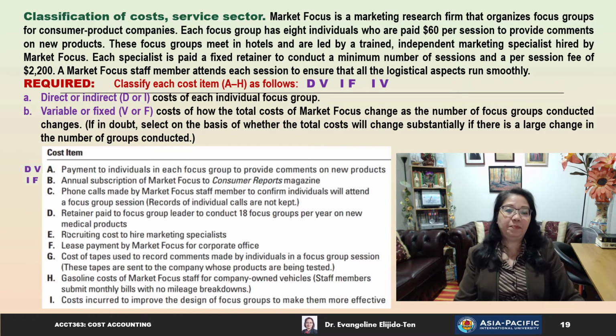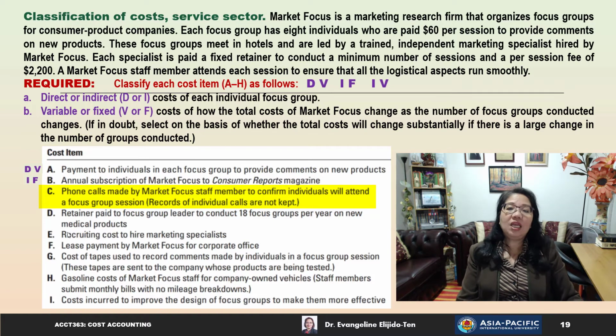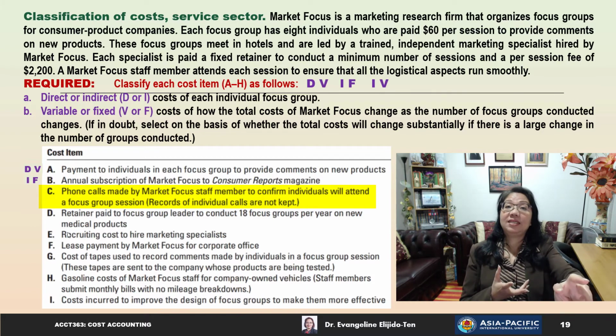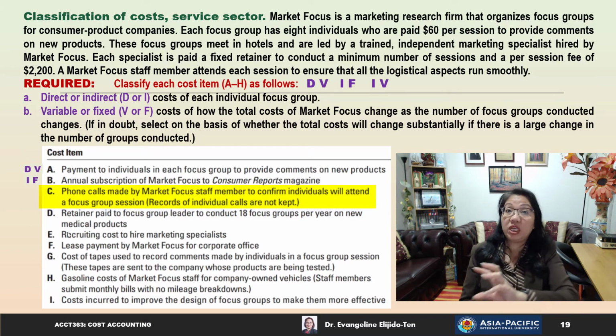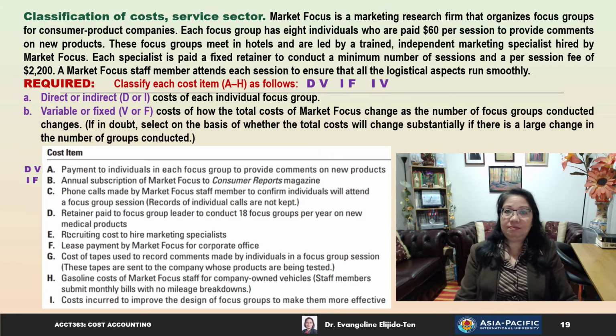Let's go to C. Phone calls made by market focus staff member to confirm individuals will attend a focus group session. And then in parentheses, it says the records of individual calls are not kept. If the records of individual calls are not kept, can we trace these calls to each focus group? Well, the answer is no, we can't trace it. All right? And that makes it indirect.